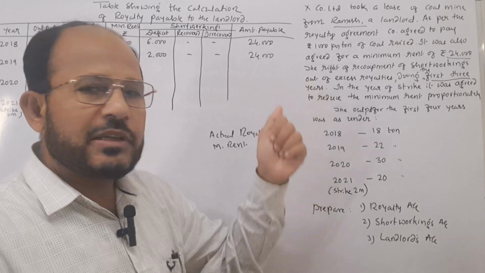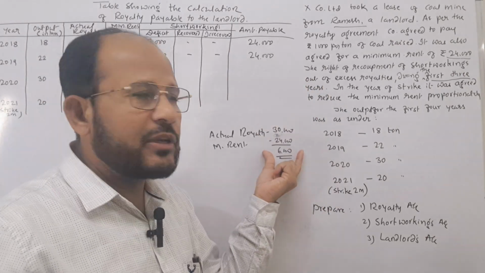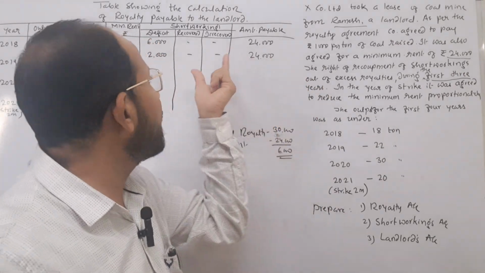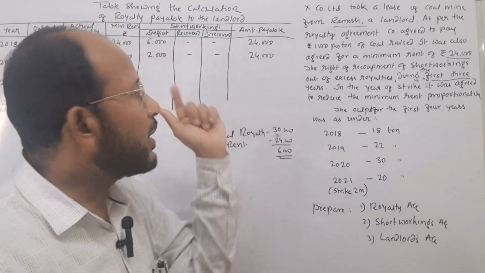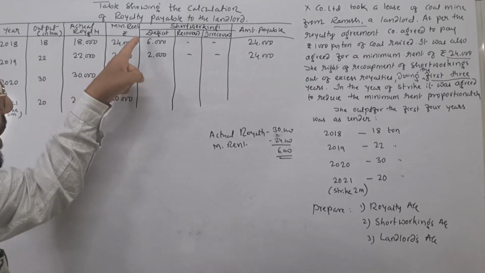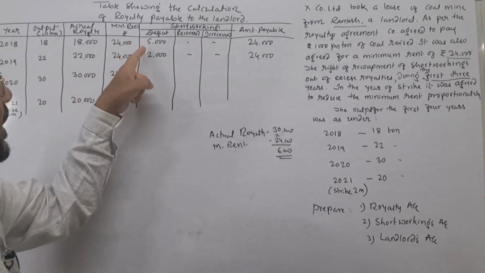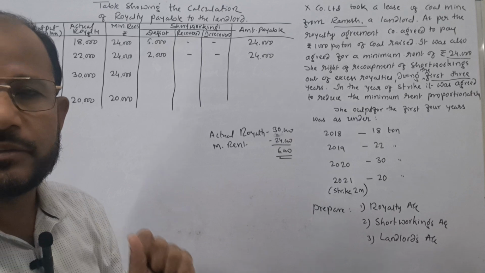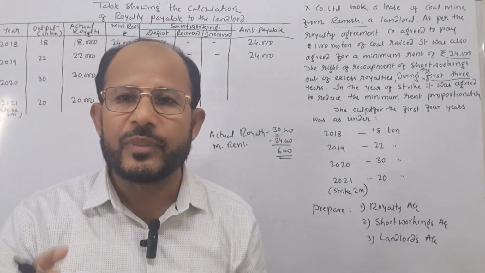When 24,000 is given to the landlord, the remaining 6,000 is applied for the recovery of short workings of the earlier years. Now you see, this is the last year to recover the short workings. Here, total short workings of the earlier years is rupees 8,000: 6,000 in the first year and 2,000 in the second year.